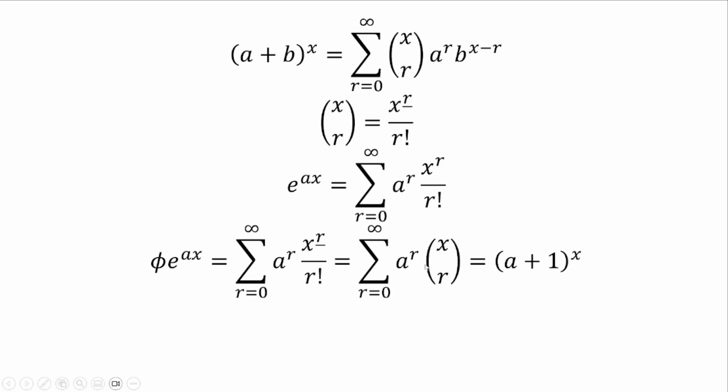This is the definition. If we apply phi to both sides, phi of e to the ax gives us the discrete version of e to the ax, which is equal to the summation as r goes from 0 to infinity of a to the r x to the falling r divided by r factorial, which equals the summation from r equals 0 to infinity of a to the r times x choose r. This is very similar to the first theorem, the binomial theorem, but with b replaced by 1, which gives a plus 1 to the x. This is the discrete version of e to the ax.